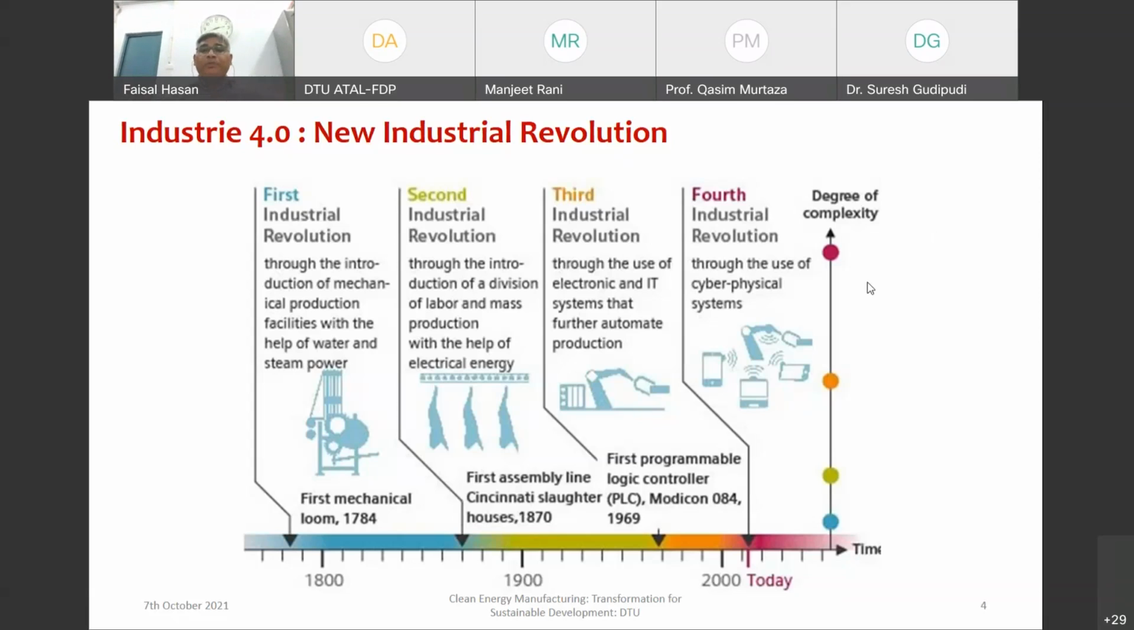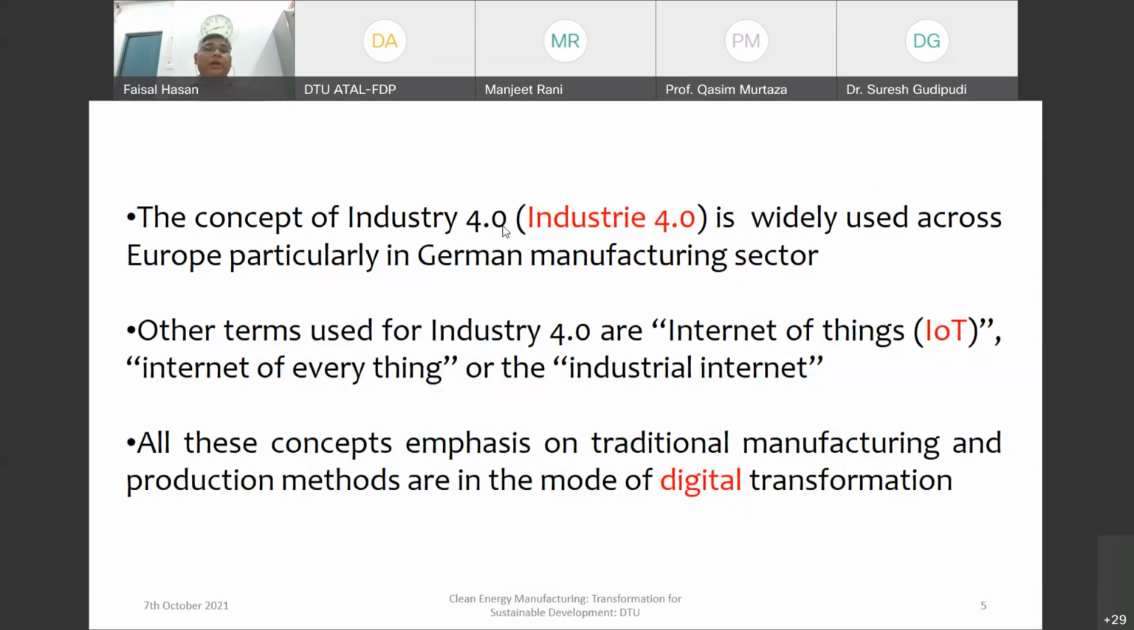Now, the concept behind Industry 4.0 is particularly used across Europe and was initially used in the German manufacturing system. Other terms which we generally use for denoting Industry 4.0 are Internet of Things, sometimes Internet of Everything, or Industrial Internet. All these things basically convey the same meaning, the concept or idea behind Industry 4.0. The emphasis of all these concepts is that traditional manufacturing and production methods are in the mode of digital transformation.